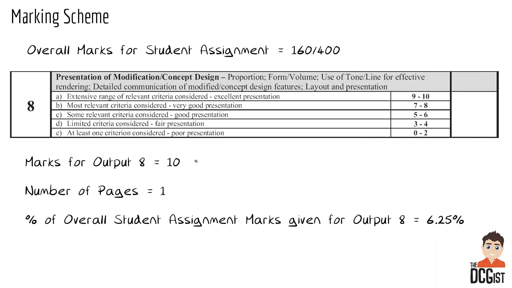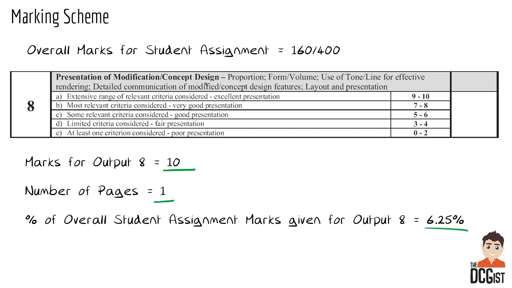Okay, so as always, the first thing we'll take a look at is the marking scheme so that we know what we're trying to achieve. The amount of marks going for Output 8 is 10, the number of pages we're looking for is 1, and the percentage of the overall student assignment marks given for Output 8 is 6.25%. So that's how much you'll get if you get full marks in this part of the assignment.